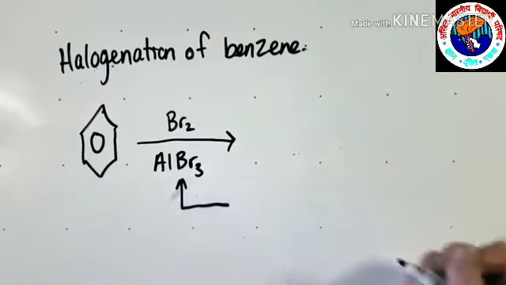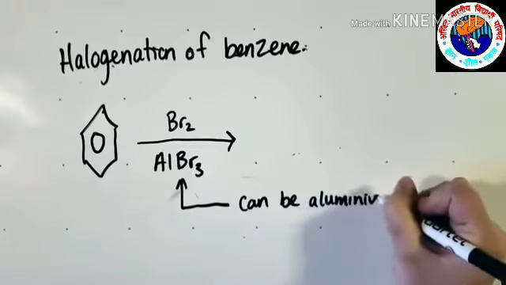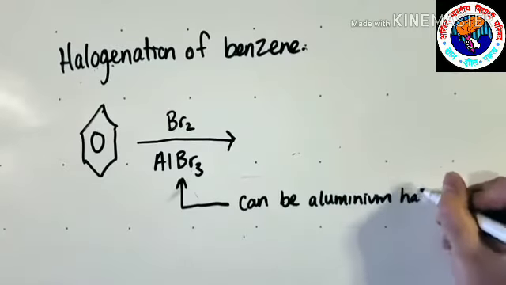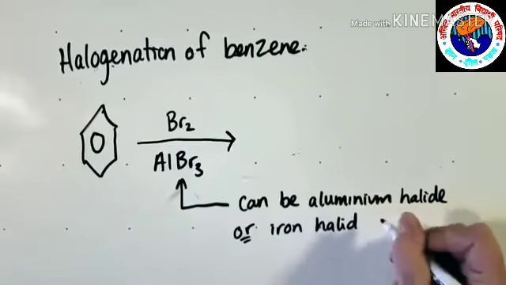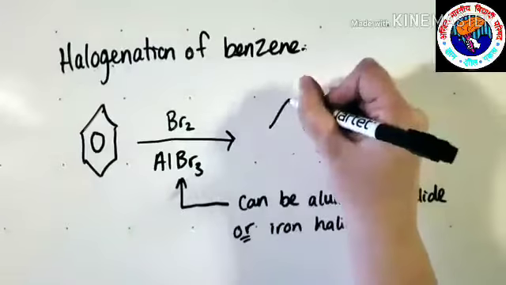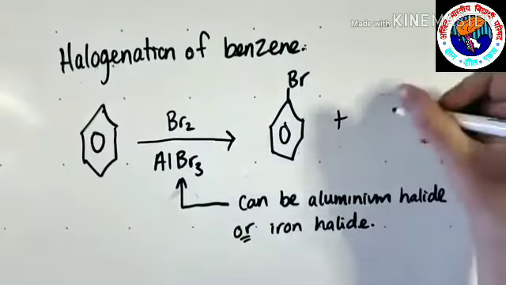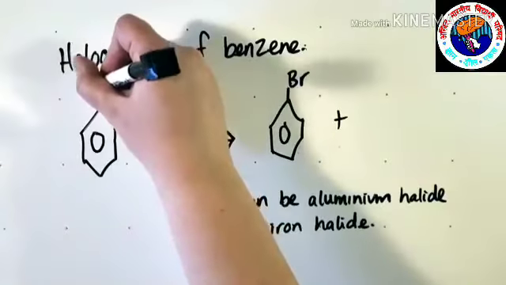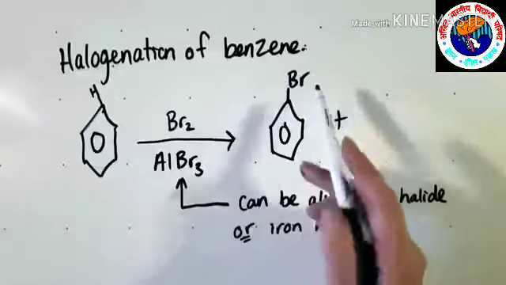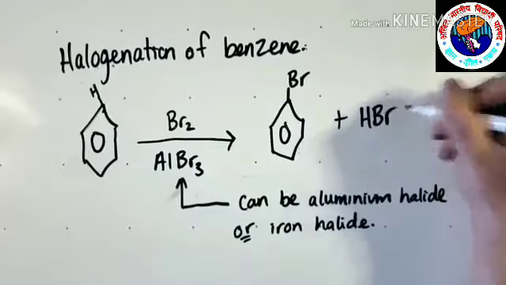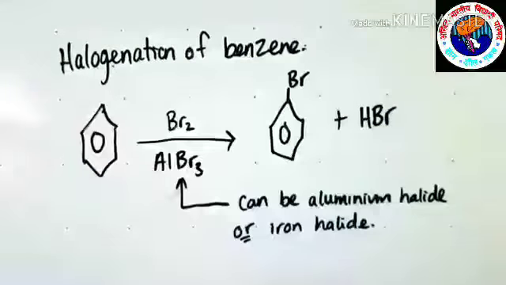It is important to note that the halogen carrier can be aluminium bromide, or it doesn't have to be bromide, it's going to be a halide, or it could be an iron halide. What we end up making is still benzene, but we're adding a bromine. If you remember, there is a hydrogen that would be there. So we've replaced that hydrogen with the bromine, and the hydrogen will go on to make hydrogen bromide as another product. So that is one of our first reactions of benzene.